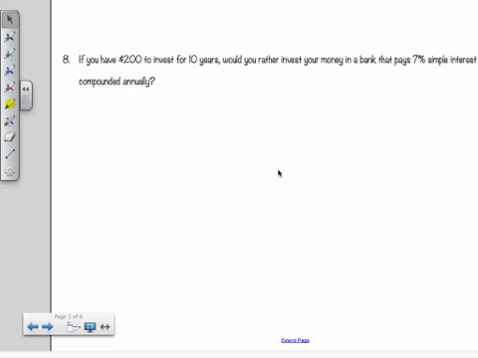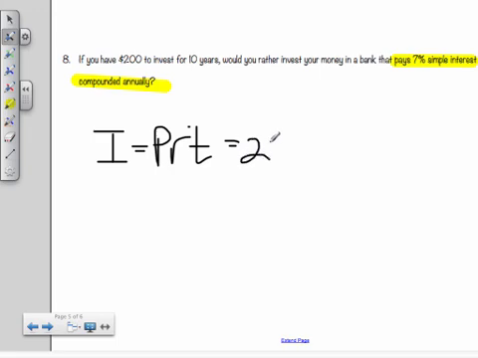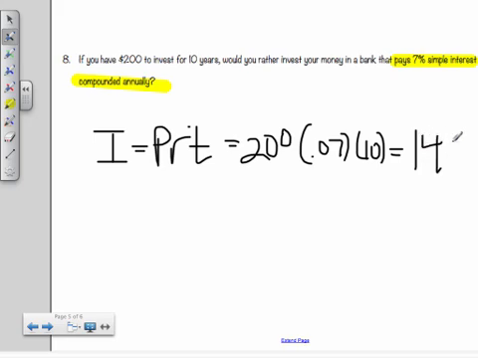Okay, number 8 asks: if you have $200 to invest for 10 years, would you rather invest your money in a bank that pays 7% simple interest or 5% compounded annually? So we're going to use both formulas. In the first formula, you know that the interest is equal to the principal multiplied by the rate multiplied by the time. So that's going to equal 200 multiplied by 0.07, and then the time is 10 years. So I'm going to multiply all those numbers together. You end up getting $140, which is how much you get in interest, but you also have an initial $200. So your final answer would be 200 plus $140, so you end up getting $340 after 10 years using simple interest at a rate of 7%.